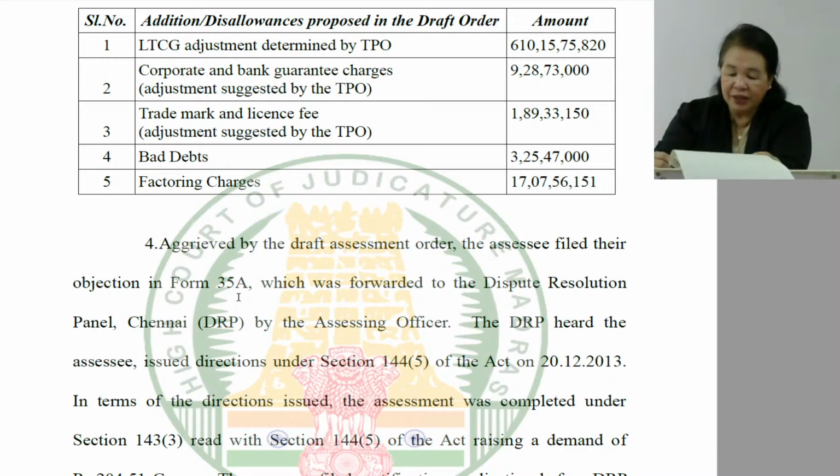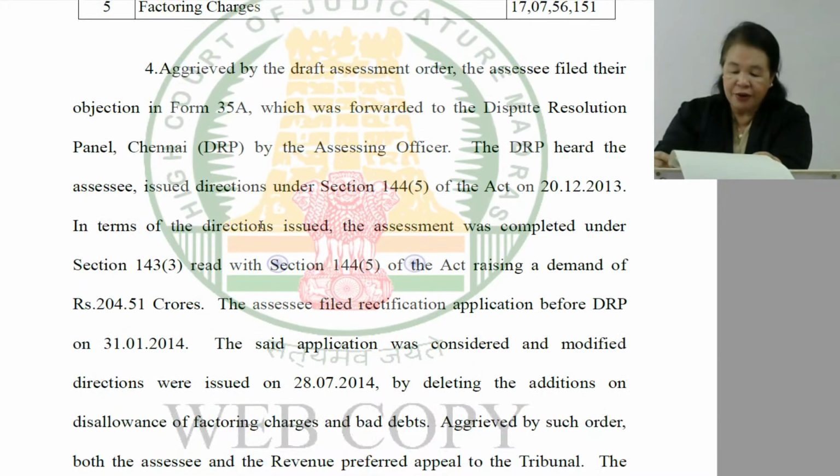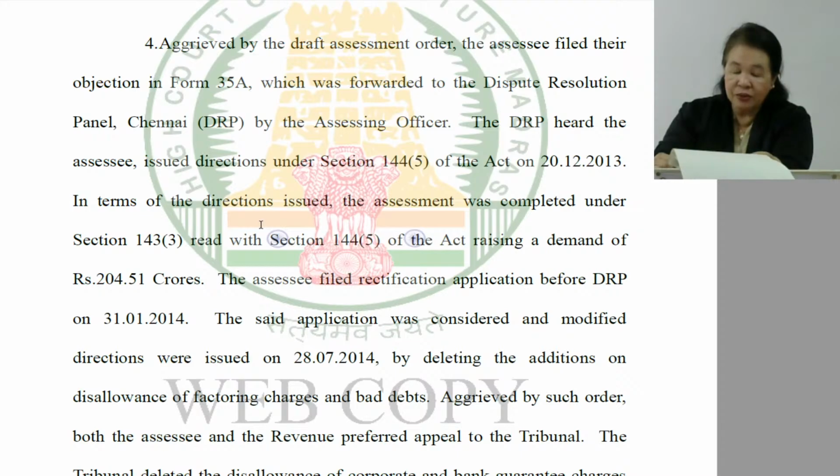So, agreed by the draft assessment order, the assessee filed their objection in Form 35A. Sino yung appellant dito? The Commissioner of Income Tax. Sino yung respondent? The Redington India Limited.